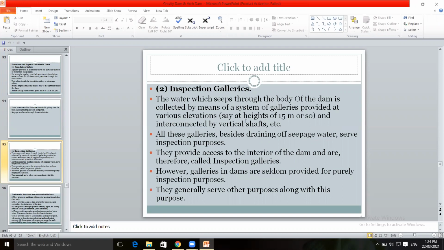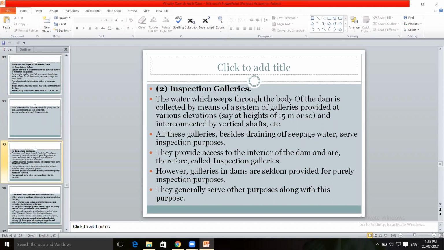So water which seeps through the body of the dam. After construction of the dam, water is stored on the upstream side of the dam. So there is water storage on the upstream face. Depending upon the type of material used, there are different types of dams: gravity dam, earthen dam, arch dam.